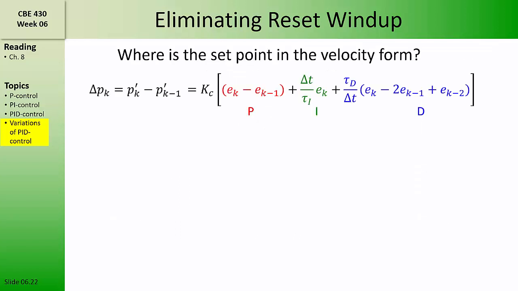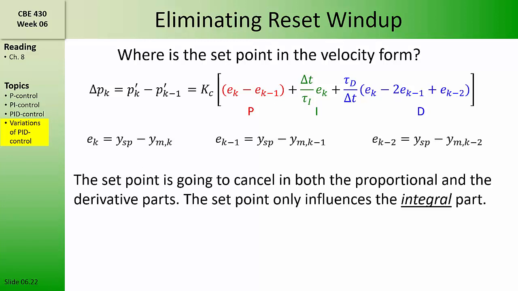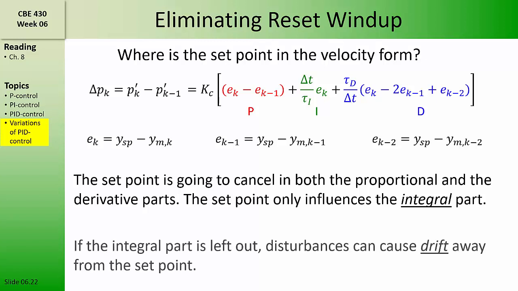Now, if we use the velocity form of the PID controller algorithm, it's important to note where the set point is. Remember that the error signals e sub k, e sub k minus 1, and e sub k minus 2 are all the set point minus the measured value. Therefore, the set point is going to cancel in both the proportional and the derivative parts. That is, the set point only influences the integral part, so using the velocity form of the digital PID controller algorithm may also eliminate proportional mode and derivative mode kick when the kick arises from set point changes.